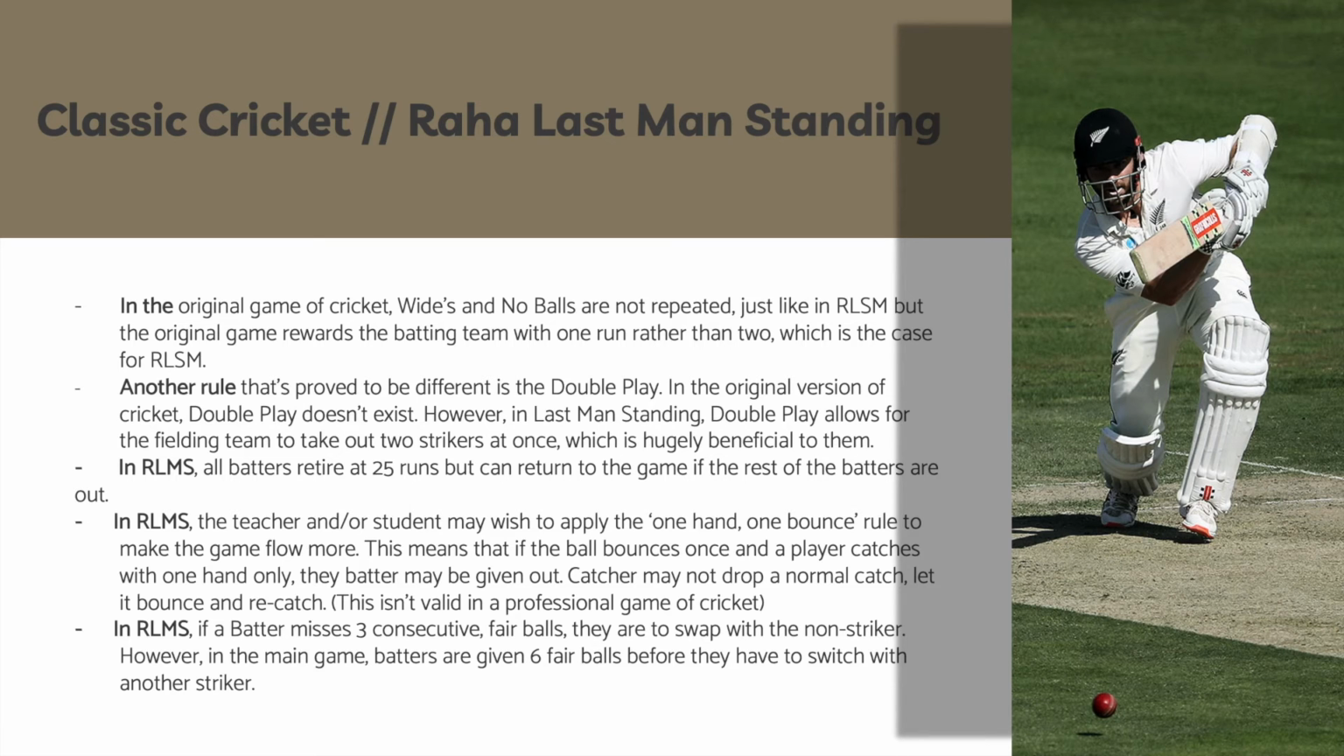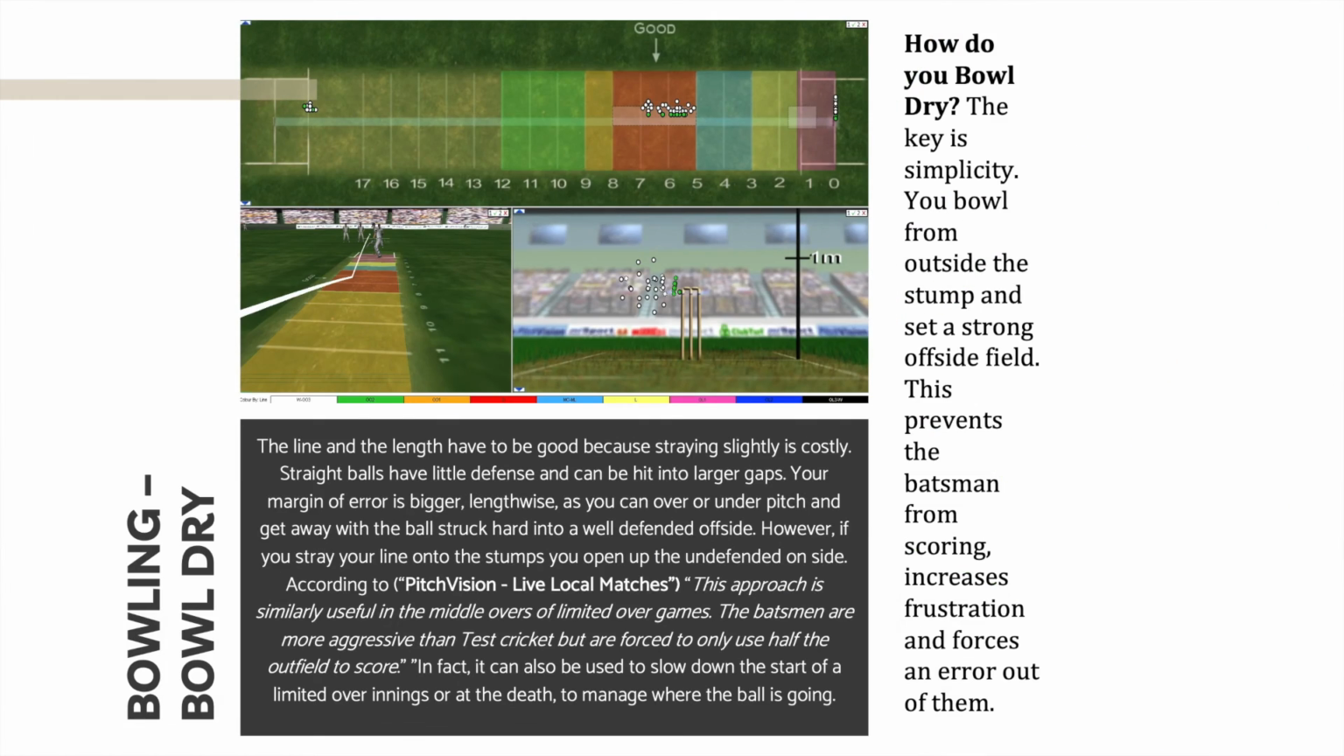And lastly, in Raha Last Man Standing, if a batter misses 3 consecutive fair balls, they are to swap with the non-striker. However, in the main game, batters are given 6 fair balls before they have to switch with another striker. Strategies. Bowling or bowl dry.